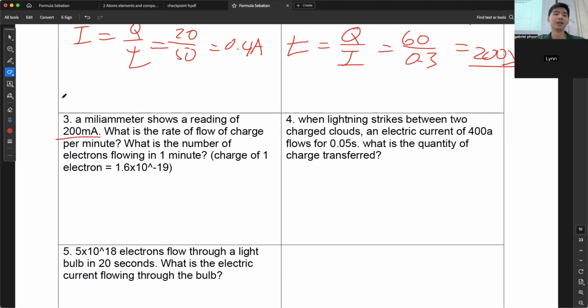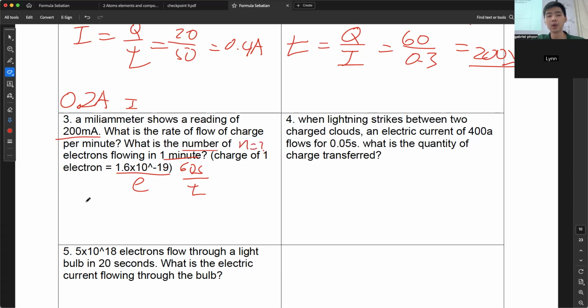Okay, lucky you're correct. So you're first supposed to convert this into amperes, which is divided by 1,000. And you know that this is definitely your current, right? Then this is your time, which you're supposed to change into seconds. And they already give you this e already. So you're supposed to find the number of electrons, right?